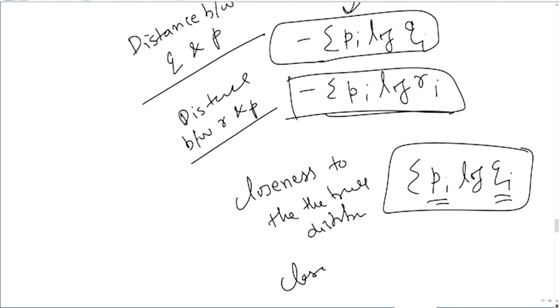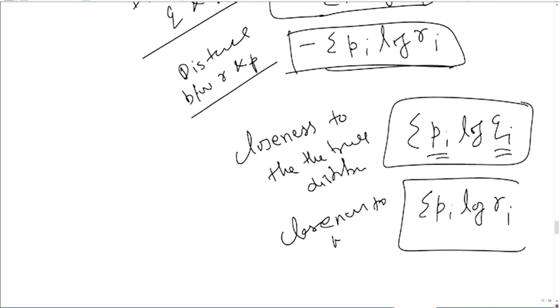Similarly, you can compute how close model R is to the truth. This is a metric of their relative closeness, and then you can take their difference. This is what we are going to use as a metric of predictive accuracy of a model.